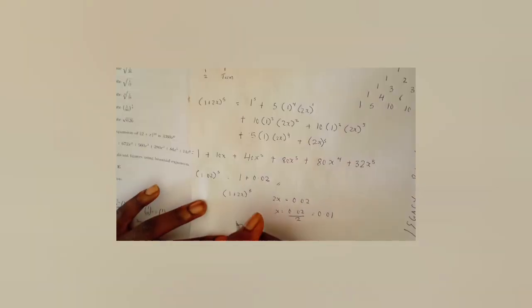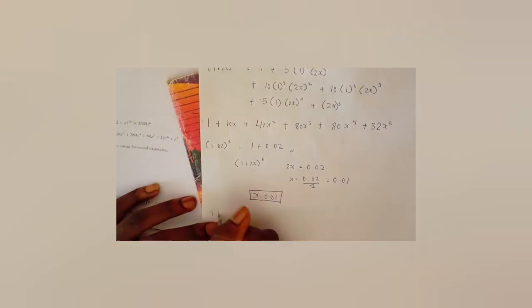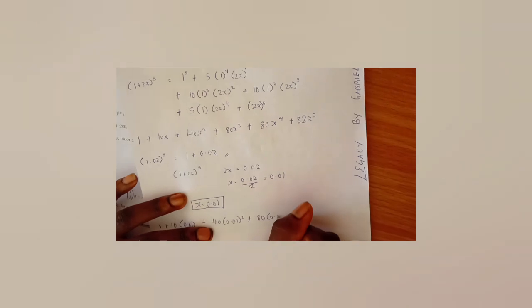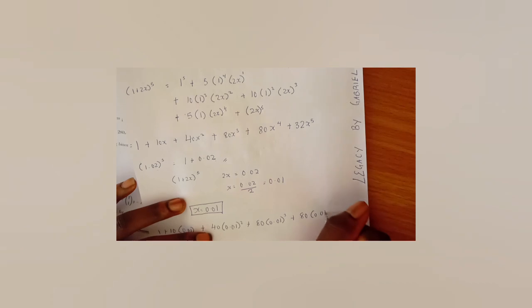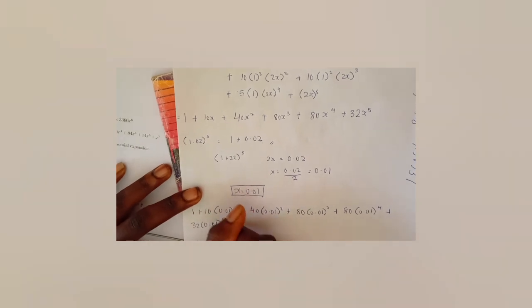So after finding x as 0.01, just substitute. We have our expansion here, so just substitute it. 1 plus 10 times 0.01 plus 40 times 0.01 squared plus 80 times 0.01 cubed plus 80 times 0.01 to the power of 4 plus 32 times 0.01 to the power of 5. So I would have loved to actually expand this with you, but I'm actually with the calculator now.